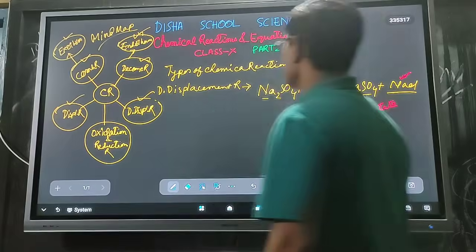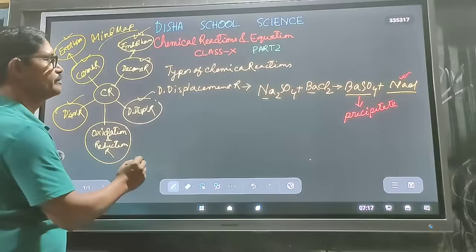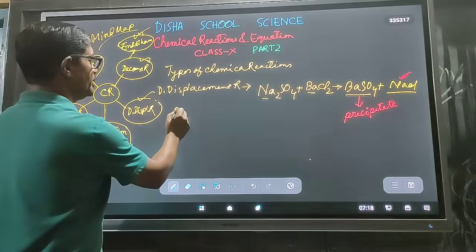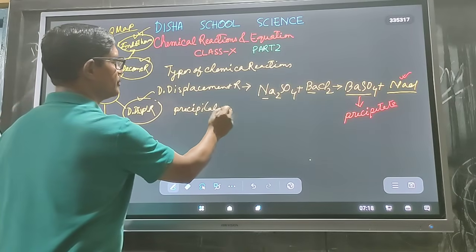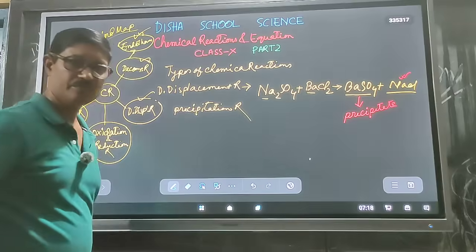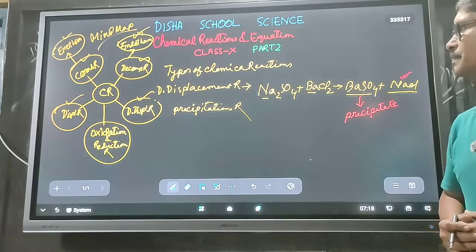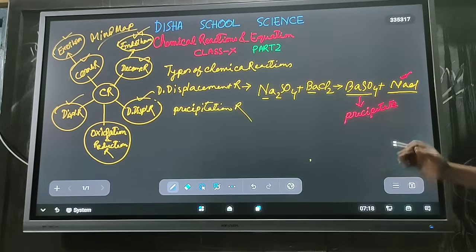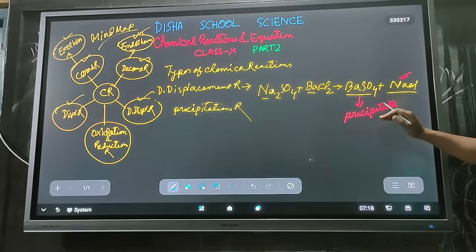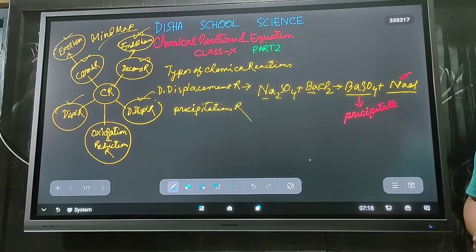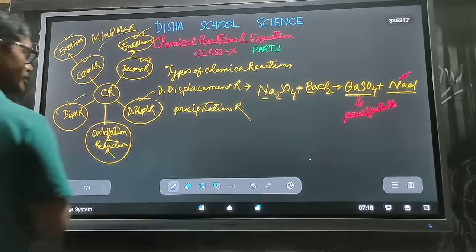So that is why this displacement reaction is also called precipitation reaction. Are you clear? So double displacement reaction, another name is precipitation reaction. That means one important quality of double displacement reaction is that one of the products must be precipitated. That is why it is called precipitation reaction.